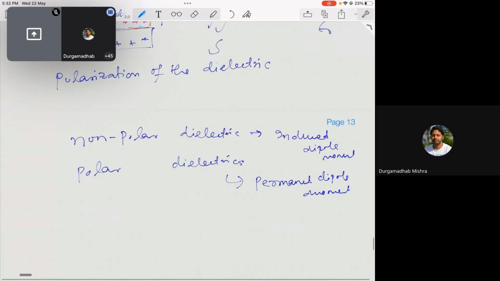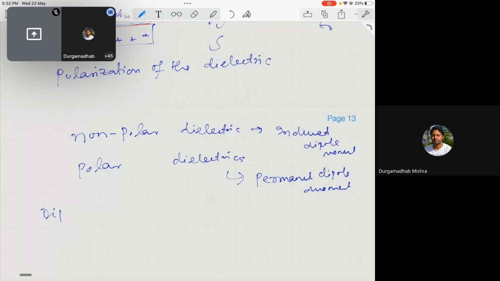So what is a dipole moment? This is what we are calling the electric dipole moment. In magnetic materials you also have a dipole moment, which is the magnetic dipole moment. Here, a dipole is a negative and a positive charge, minus q and plus q, separated by a distance d. So the dipole moment you define as q into d. Simply, this is your dipole moment.